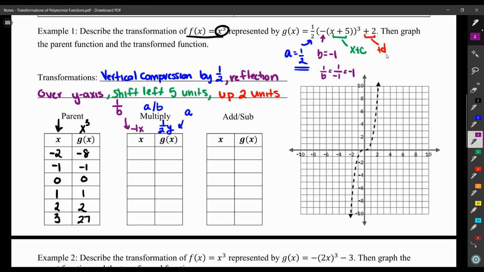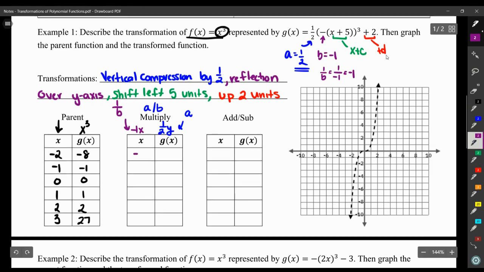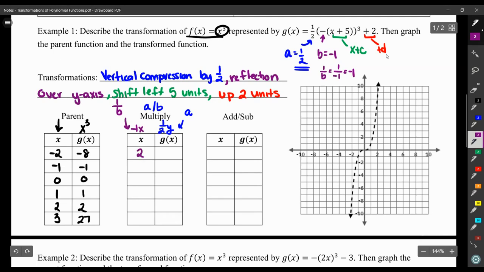So let's start with our x's. -1 times -2 is a +2. -1 times -1 is 1. 0 times -1 is 0. 1 times -1 is -1. 2 times -1 is -2. 3 times -1 is -3. And now let's do the same thing with the y's. So 1/2 times all of your y's. -8 times a half is -4. -1 times a half is -0.5. 0 times a half is 0. 1 times a half is 0.5. 8 times a half is 4. And 27 times a half is 13.5.